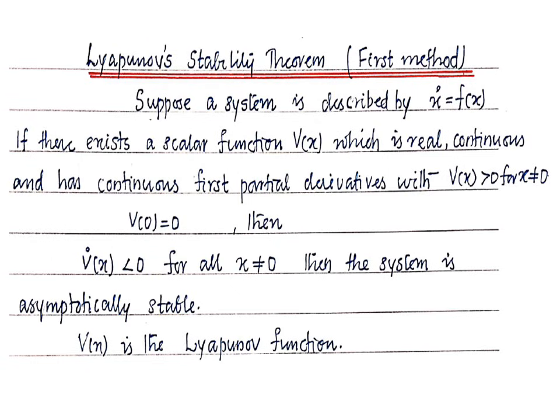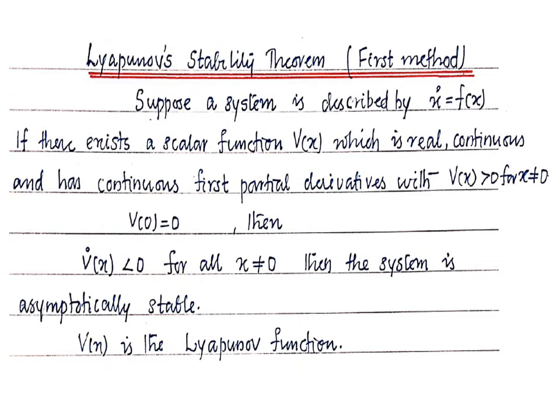The next thing we can study is the Lyapunov stability theorem. First of all, we can study the first method, and this is the definition for the Lyapunov first method stability theorem. Suppose a system is given by x dot equals f(x).